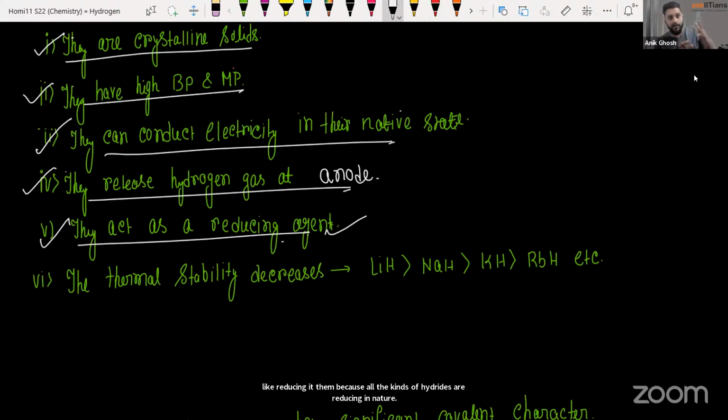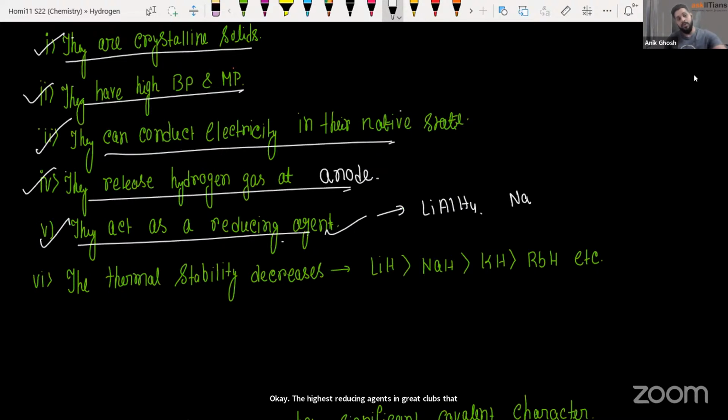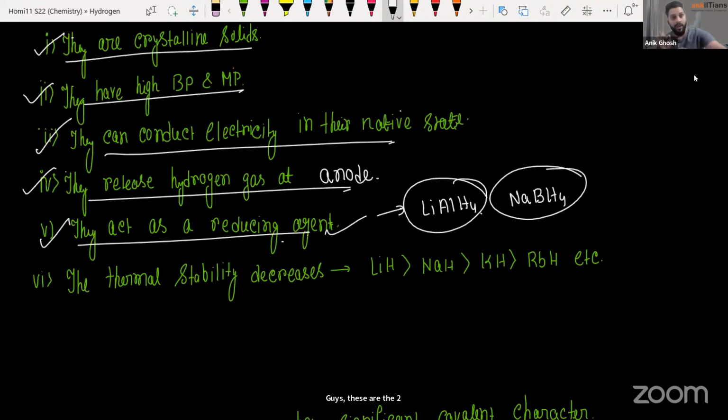Now, in grade 12, I'm going to talk about two hydrides, those which are the highest reducing agents out there. The highest reducing agents in grade 12 that I'm going to talk about are lithium aluminum hydride and sodium boron hydride. Guys, these are the two reagents I'm going to flood you with in grade 12 organic chemistry. There are a lot of things that these two are going to do in organic chemistry going forward. They are very strong reducing agents.